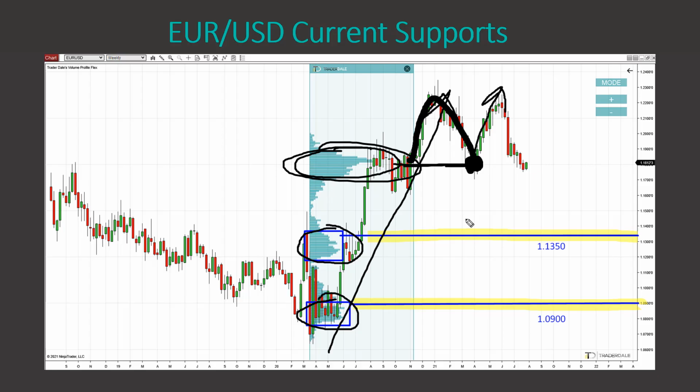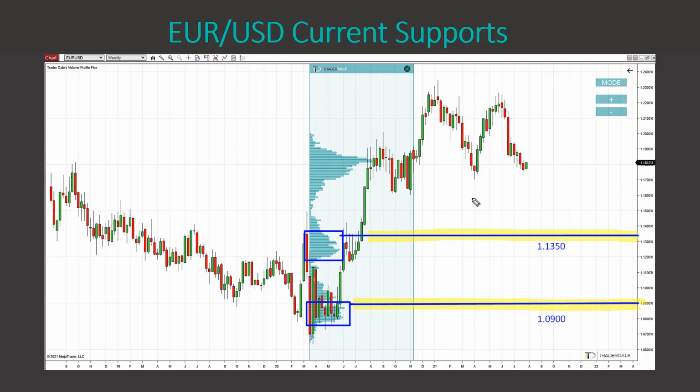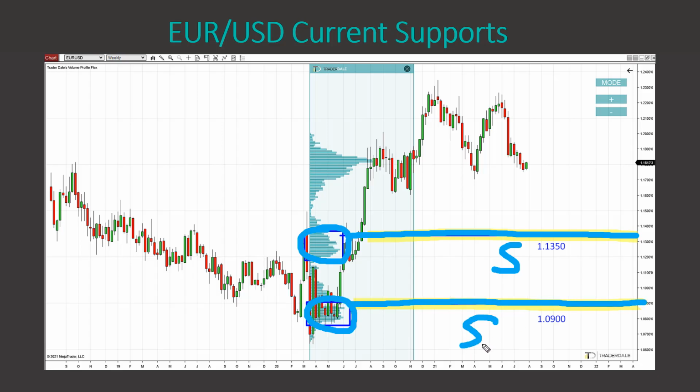Now, regarding the first one, this one, the price has already made a pullback back to it and a reaction. So this support is spent. No point in trading it again. However, the 2 lower ones are still there, still intact, still not tested. So the first one in here, those heavy volumes, first strong support. The second support is in here. That's support number 2.